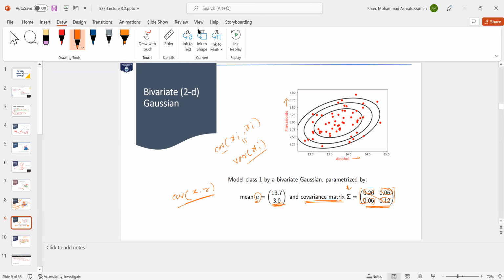Now here we see the contour plot. This could be the variance of one feature, the axis of one feature, maybe sigma 1 square, and this could be the variance for another feature, sigma 2 square, and they are a little bit tilted. That means they have some covariance values. They are correlated. The features are not independent. They are somehow dependent. That's why we get some values here, and they will be a little bit tilted, or they will show some relationship.